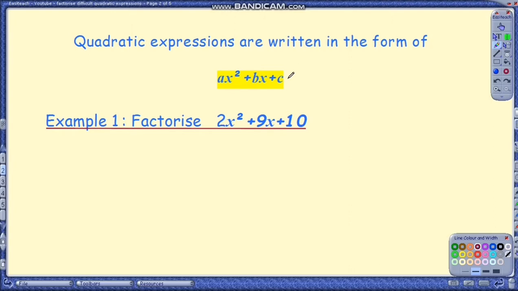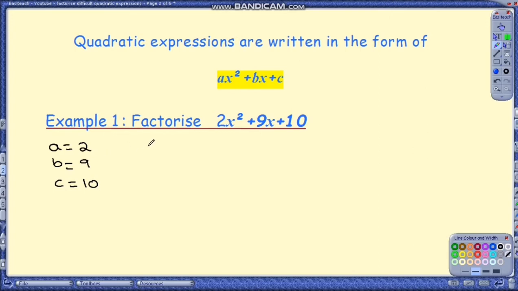So normally quadratic expressions are written in the form of ax squared plus bx plus c. A is known as the coefficient of x squared, b is the coefficient of x, and c is your constant. Okay, so this is your example number 1 where we need to factorize 2x squared plus 9x plus 10. Okay, so your first step is identify your a, b and c. So in this case, a is 2, b is 9 and c is 10.